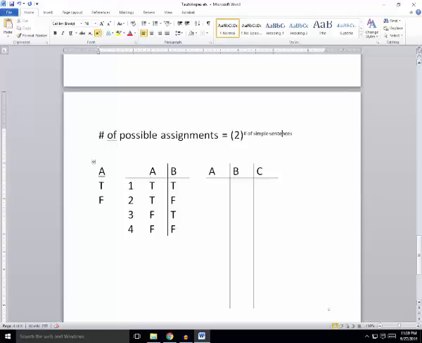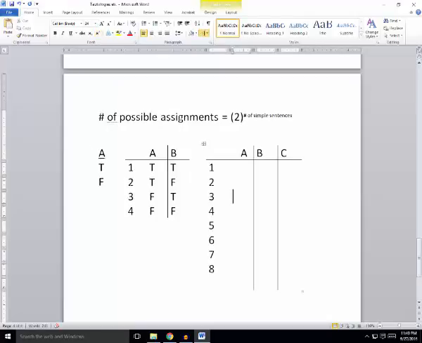Now, if we're dealing with 3 simple statements, so we have an A, a B, and a C, how many possible assignments do we have to deal with? 2 to the 3rd, which is 2 times 2 times 2, which is 8. And in order to cover all of our possible assignments, we can use the same procedure. Let's start with the one on the right, the C, and alternate. So we'll do true, false, true, false, true, false, true, false. And then when we come to the B, we will again alternate by twice as many. So let's alternate by 2s. We get true, true, false, false, and then true, true, false, false again.